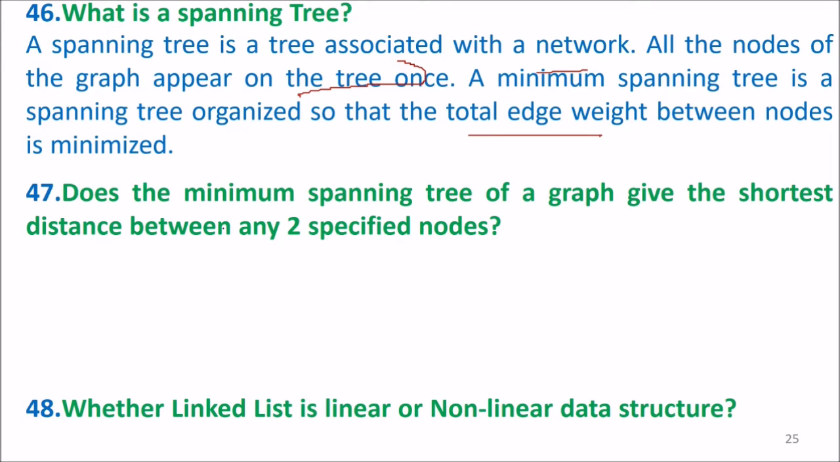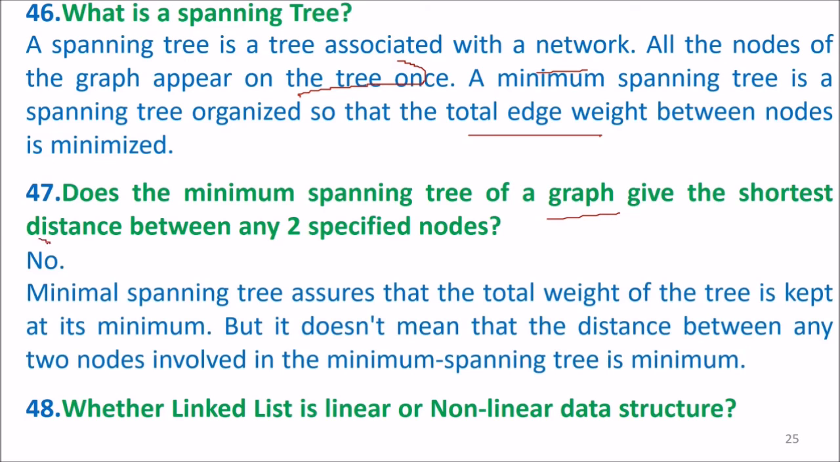Next is, does the minimum spanning tree of a graph give the shortest distance between any two specified nodes? Well, this may not be true. The answer is no, because the minimum spanning tree, or MST, assures that the total weight of the tree is kept at its minimum. But it doesn't mean that the distance between any two nodes in the minimum spanning tree is minimum.